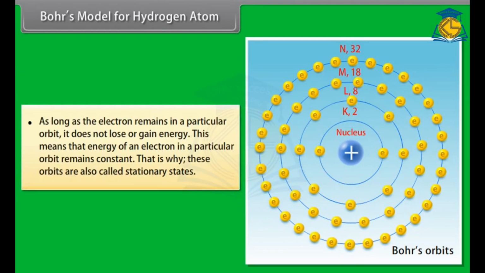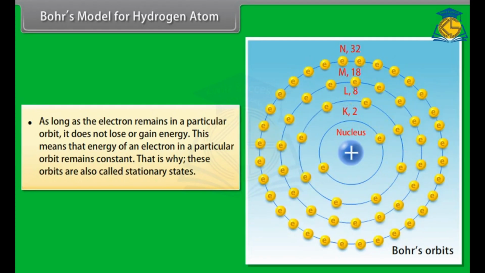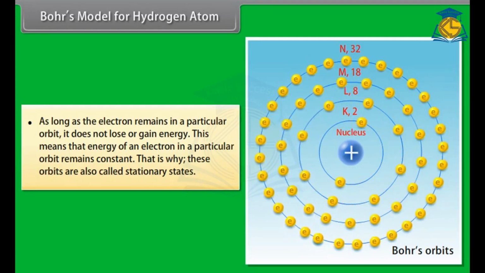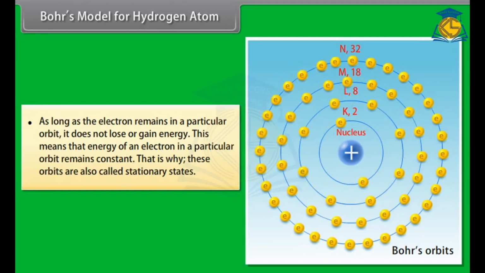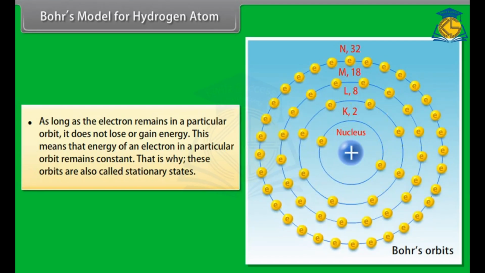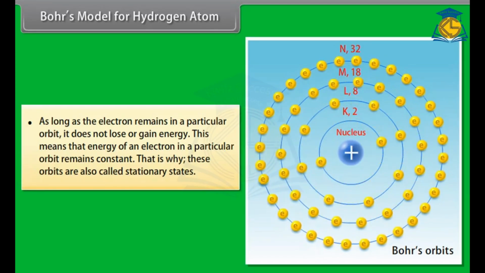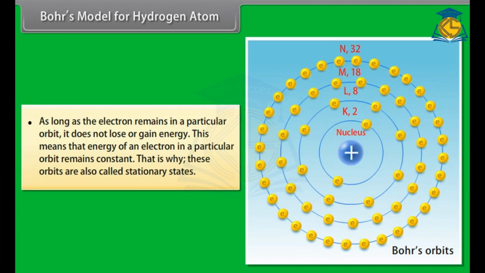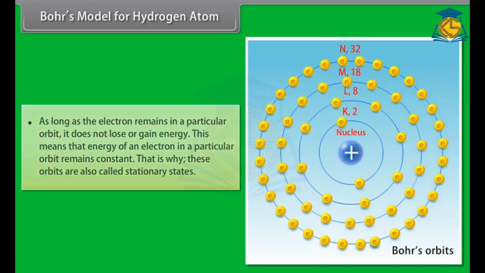As long as the electron remains in a particular orbit, it does not lose or gain energy. This means that energy of an electron in a particular orbit remains constant. That is why these orbits are also called stationary states.